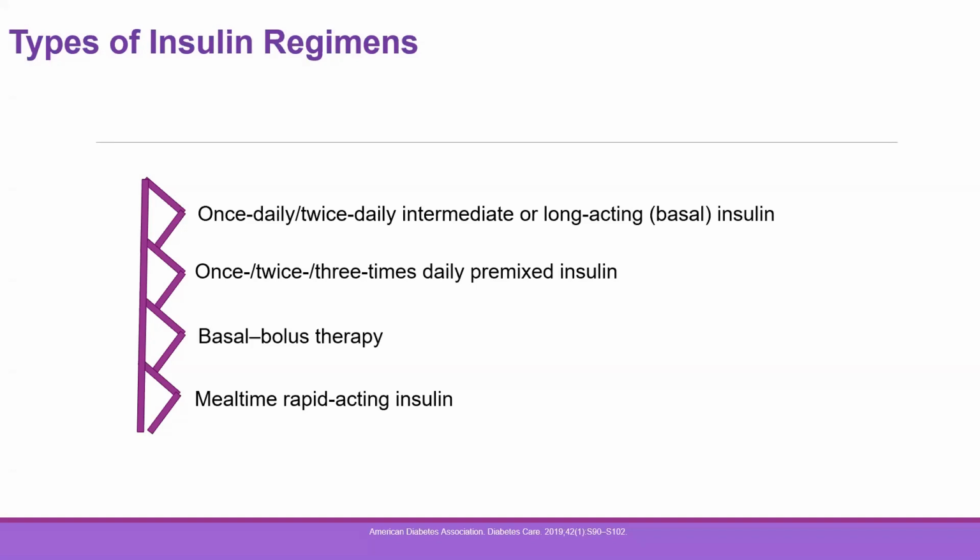The short-acting insulin or the ultra short-acting insulin or rapid-acting insulin. Mealtime rapid-acting insulin only regime is not practical, and usually we don't use the 3 times rapid-acting insulin therapy. So basically we have 3 basic regimes. One is long-acting insulin preparation, either once daily or twice daily. Then we have premixed insulin. It should be given once daily or twice daily.